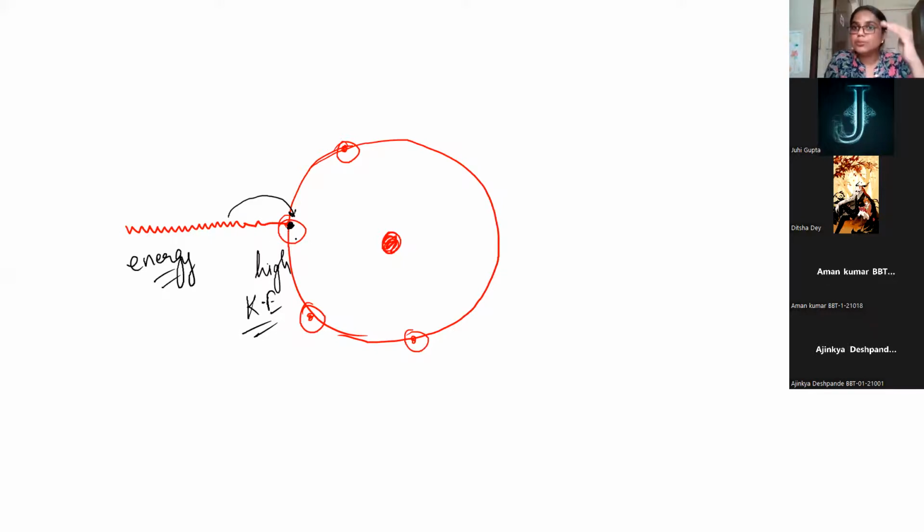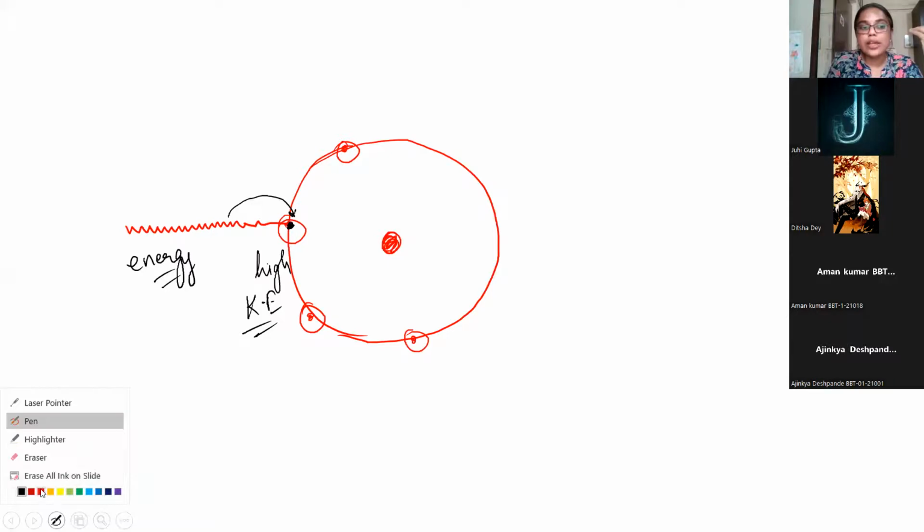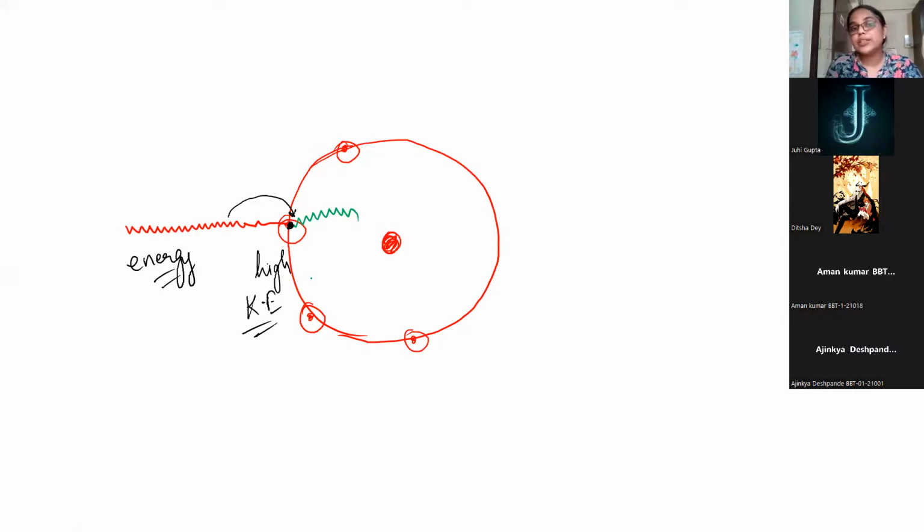It will try to come to a ground state, and while coming to a ground state, if it has absorbed, say, red light, it will emit a different light of a different frequency. Okay, that is the reason why that particular compound will appear to be of that color. So this is basically what light does.